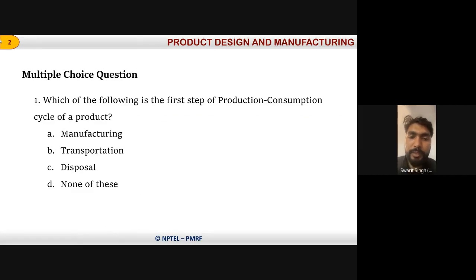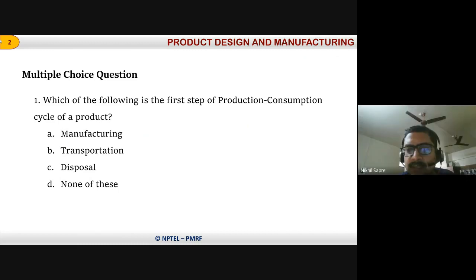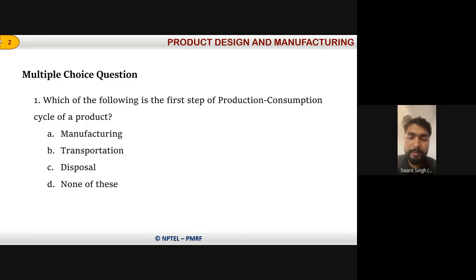So this is the first question on the screen. The question says, which of the following is the first step of the production consumption cycle of a product? This question is from the very first session, posted in the content of the very first week. Okay, so we are getting answers. You can answer in the chat, that will be good for others also. So A. Okay, lots of people are giving answer A.